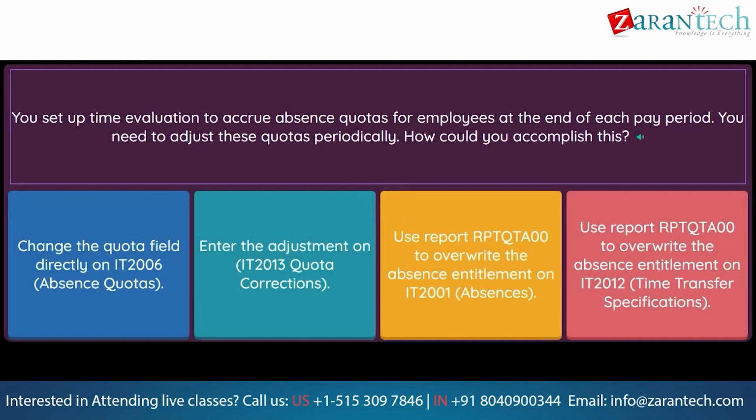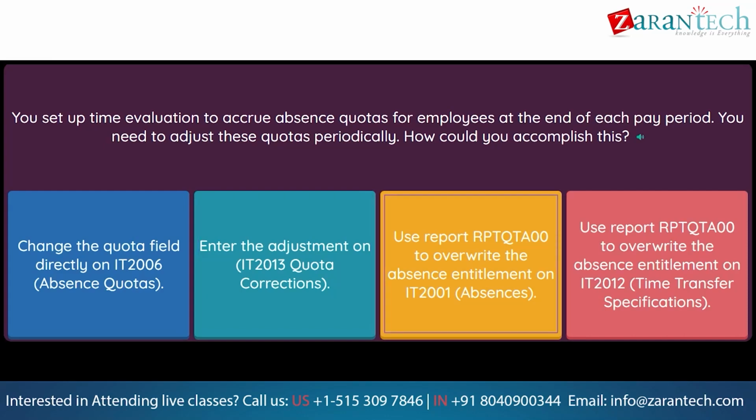Question: you set up time evaluation to accrue absence quotas for employees at the end of each pay period. You need to adjust these quotas periodically. How could you accomplish this? Option 1, change the quota field directly on IT 2006, absence quotas. Option 2, enter the adjustment on IT 2013, quota corrections. Option 3, use report RPTQTA00 to overwrite the absence entitlement on IT 2001, absences. Option 4, use report RPTQTA00 to overwrite the absence entitlement on IT 2012, time transfer specifications.